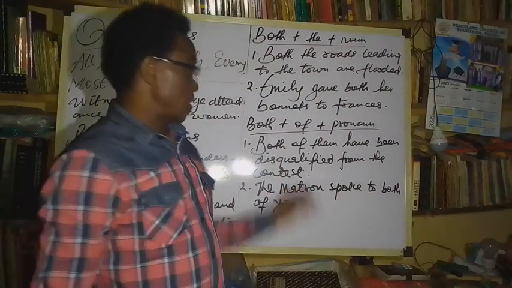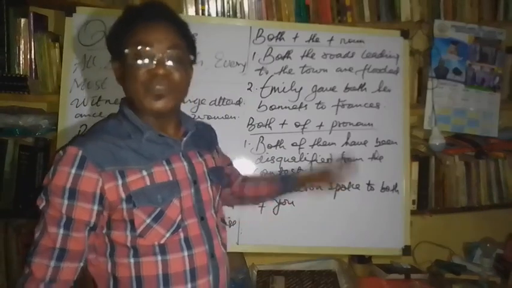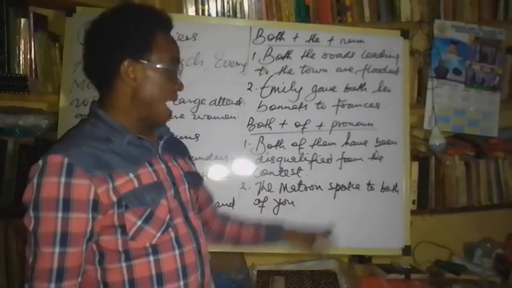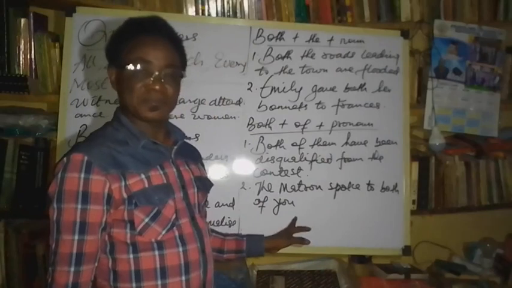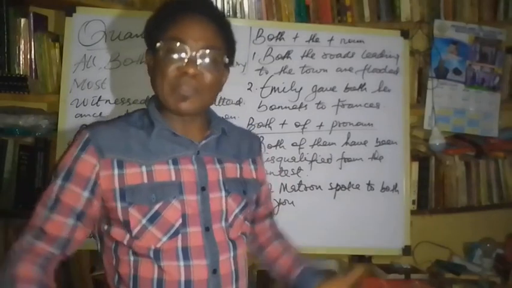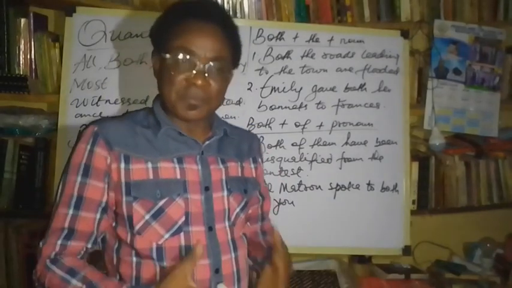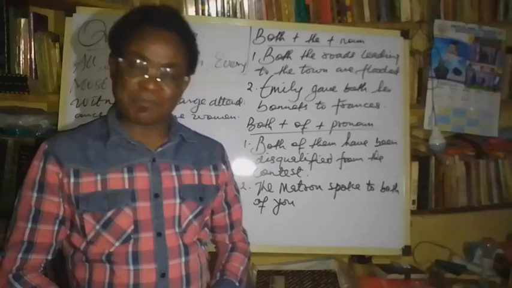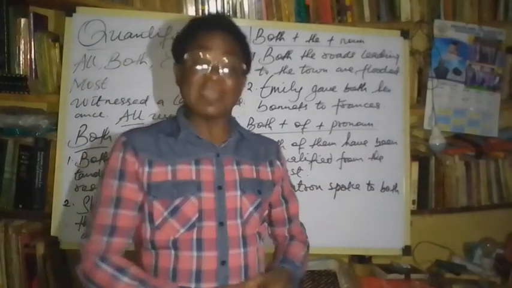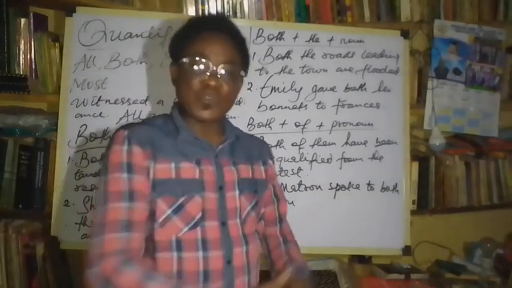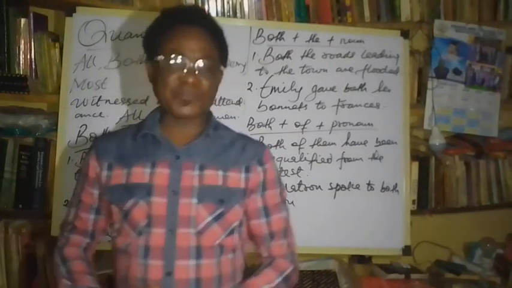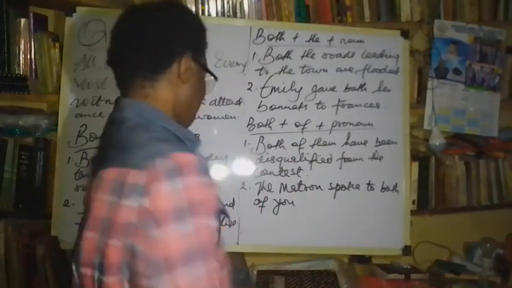When both is used with of and a pronoun, usually it can be used only with them, you, and us. That's the plural pronouns. Usually the object form: the object of we is us, the object of they is them, the object of you is you. So we can say both of them, both of you, and both of us. Example.